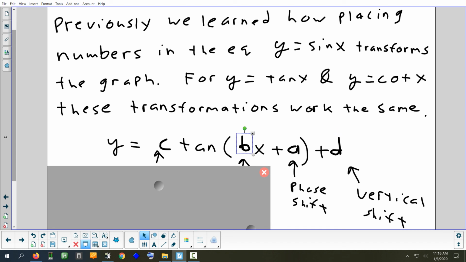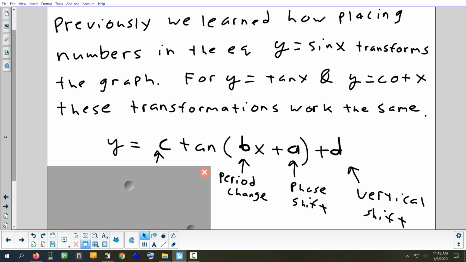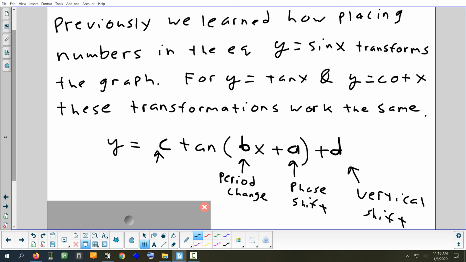What about B? Multiplication inside. Yep, horizontal stretch. We also call it a period change. Just a special name they use with trig, but if you call it a horizontal stretch, I'm perfectly fine with that. And what about C? Yep, vertical stretch. Perfect. I'm going to write that as vertical stretch.